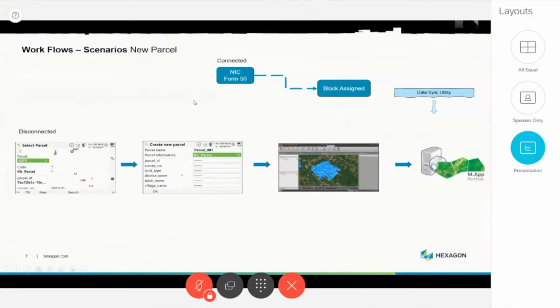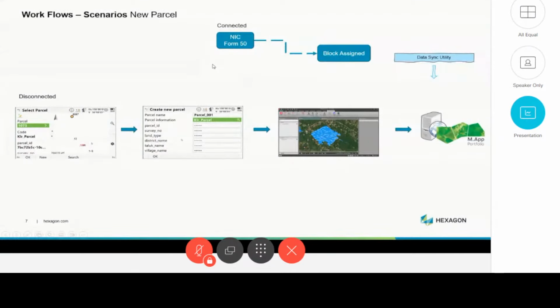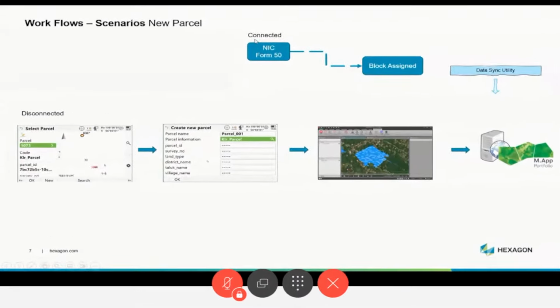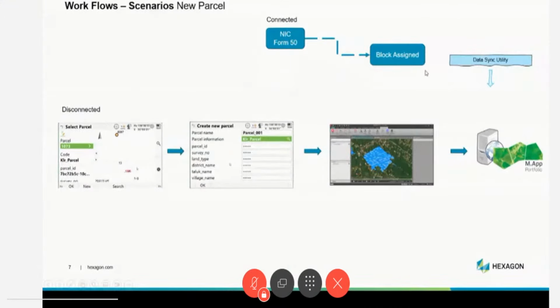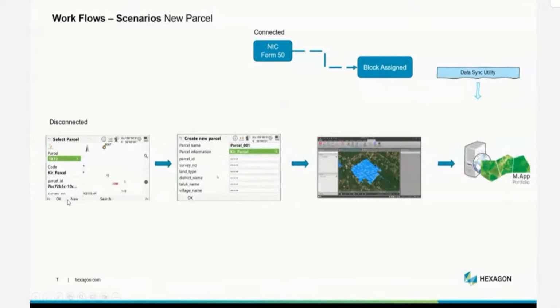So what we are going to do is, if there is internet connectivity from the tab through the system, then you will hit the form 50, create a block because there is nothing there. Once that is there, the next process will continue as it is, the earlier one. But if it is a disconnected scenario where I cannot add any information, I cannot create a block or assign a block, nothing can happen. Then I will create a new parcel. There is a button here called new. You can see it here at the bottom of the screen.